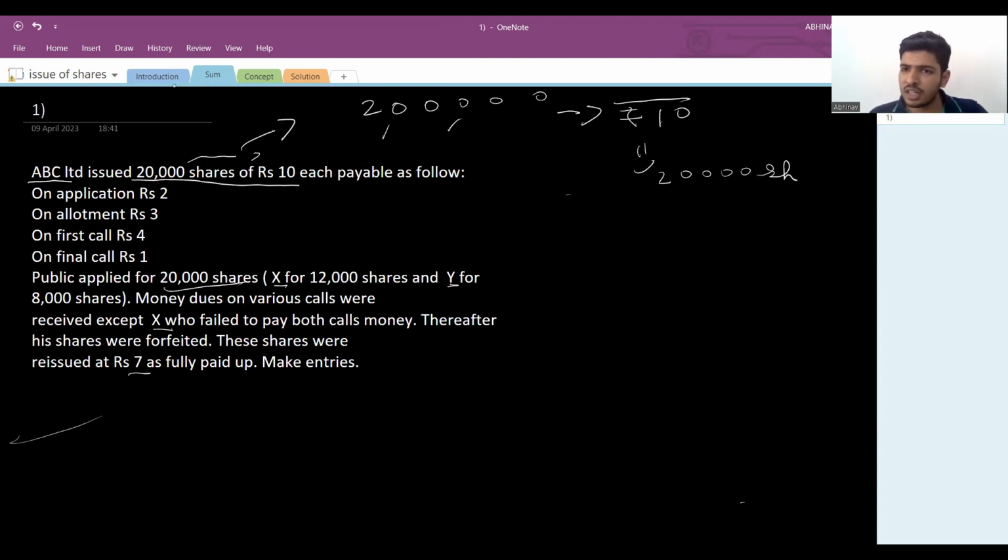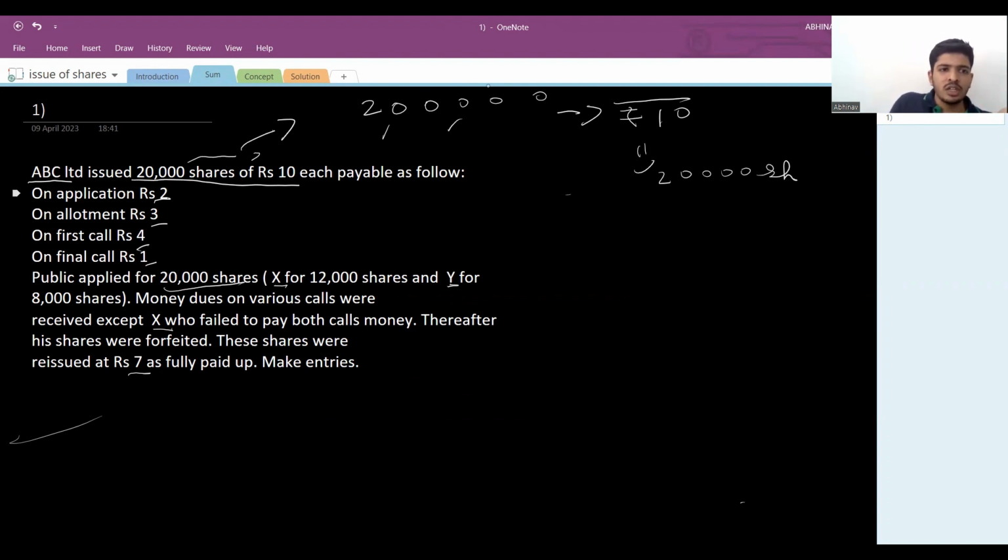Before that, I need you to understand a single thing. Usually in India, whenever a company wants to raise shares, it is assumed that 90% of the people who subscribe to shares in India are from the middle class. So that's why they are given an option to pay for shares in installments. First you pay two, then three, then four, then one for each share. This total will be equal to 10 rupees: 2 plus 3 plus 4 plus 1.